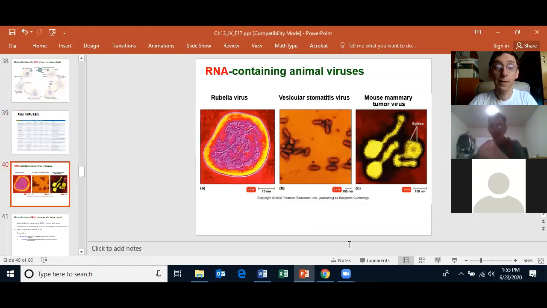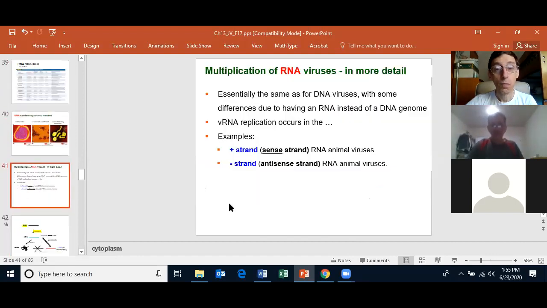Let's talk just briefly about the animal viruses. Here you're looking at a couple of the RNA viruses, and you can tell immediately that they have different shapes. Obviously, they have different names. The multiplication of RNA viruses happens generally similar to the DNA viruses, but there are some differences because they have an RNA genome instead of a DNA genome.